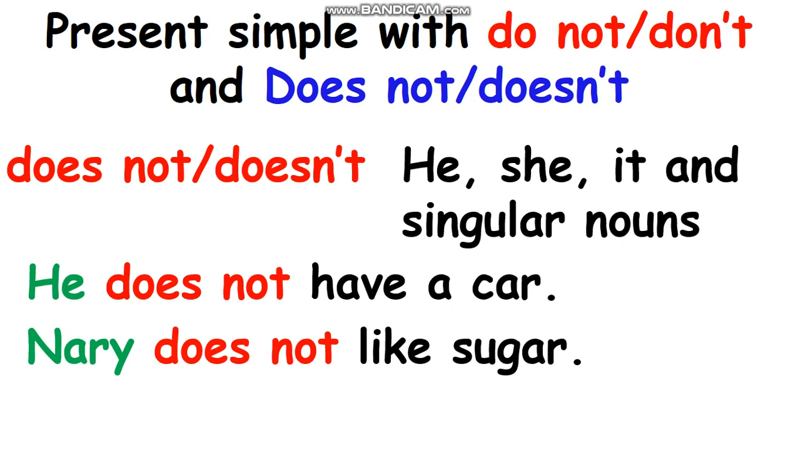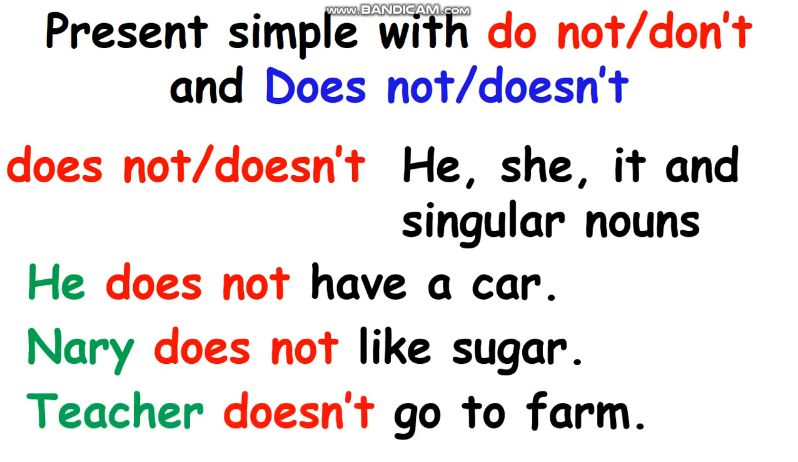Okay? So another example, teacher doesn't go to farm. Teacher doesn't go to farm. So why do we use doesn't? Because of teacher. How many teachers? Very good. Only one teacher, right? Because no S. So we use doesn't. Teacher doesn't go to farm. Alright?